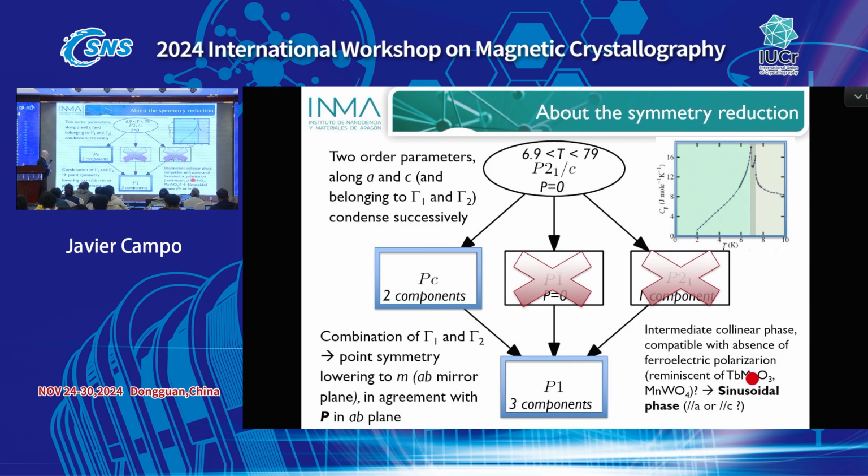Sinusoidal phase because in similar compounds, not similar, but in multiferroicity, the same type of compounds, the previous phase to the multiferroic phase is a kind of sinusoidal phase. But here, we suspected that sinusoidal phase was appearing, but we didn't know if it was along A or along C. It was clear that it was along A because in all the family orders, the A axis is the easy axis. But it was needed to measure.